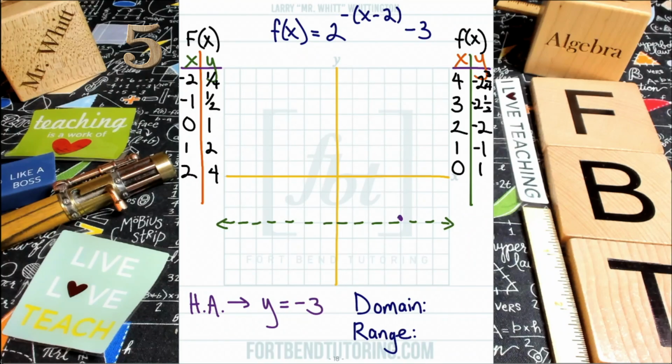And then you'll have a point at 3 and -2 1/2. So 1, 2, 3 to the right, and then down 2 1/2. 1, 2, and then a half is here. Then you'll have 2, -2. 1, 2 to the right, then down 2.